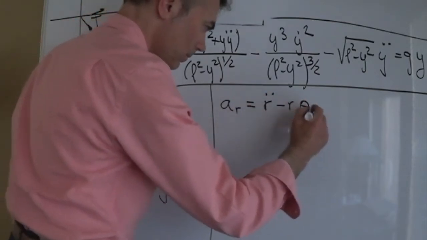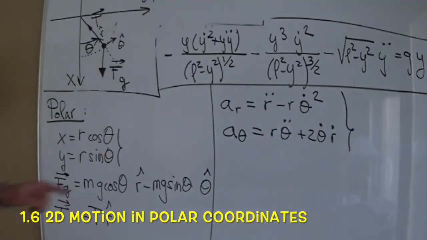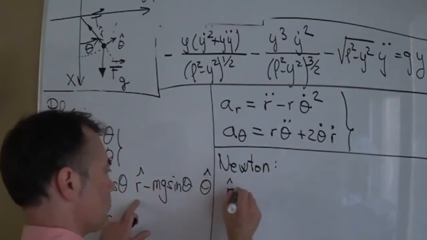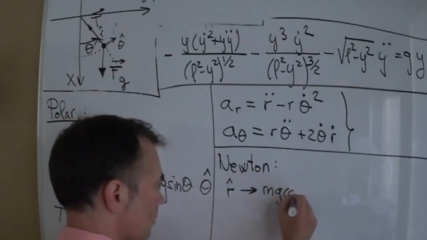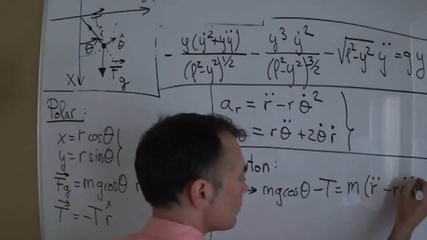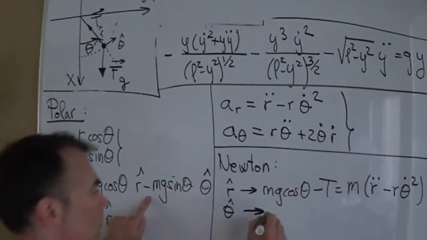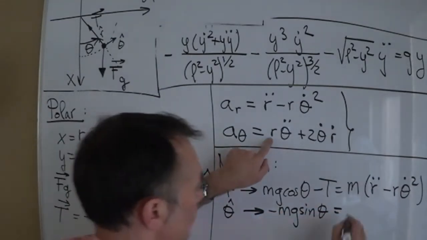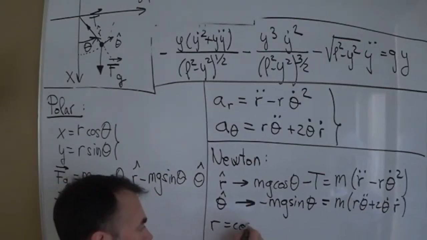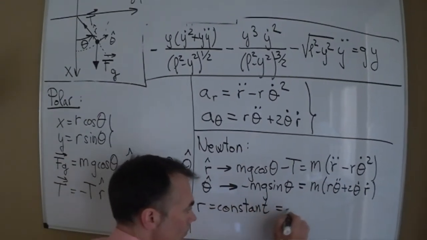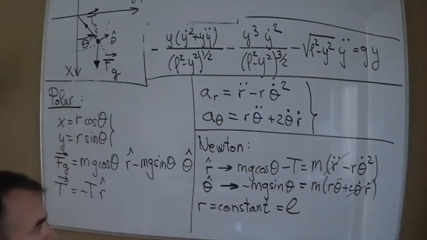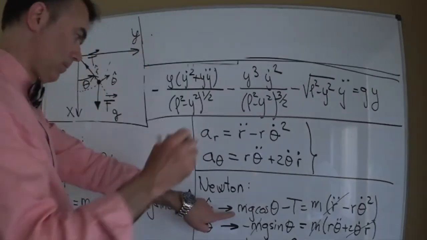In a previous section of this chapter 1, we found the acceleration in polar coordinates. So now we have the forces in polar coordinates and the acceleration in polar coordinates. We can now write Newton's second law in polar coordinates for this particular problem, which we can separate into radial and tangential components. We know that motion is in the theta direction. There's no motion in the radial direction.